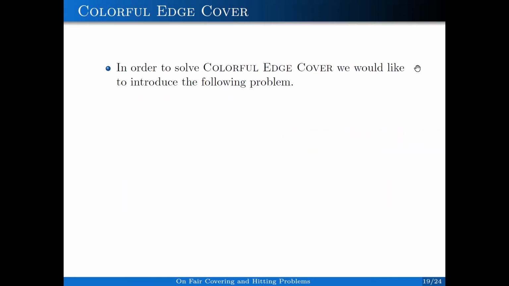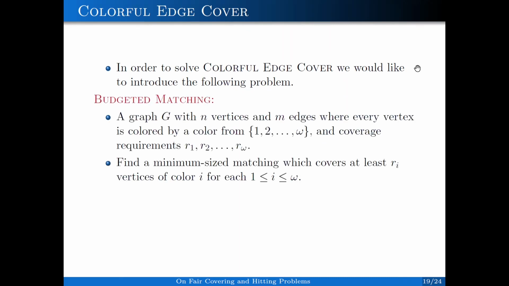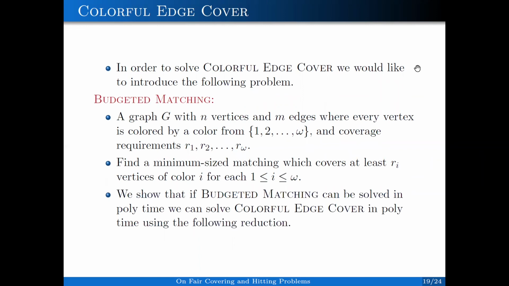To obtain the algorithm for colorful edge cover, we reduce this problem to a variant of matching, which is called budgeted matching. Budgeted matching is similar to colorful edge cover, except here we would like to compute a minimum sized matching which covers at least Ri vertices of color i. And we show that if budgeted matching can be solved in polynomial time, we can also solve colorful edge cover in polynomial time. And we give a simple reduction for that.